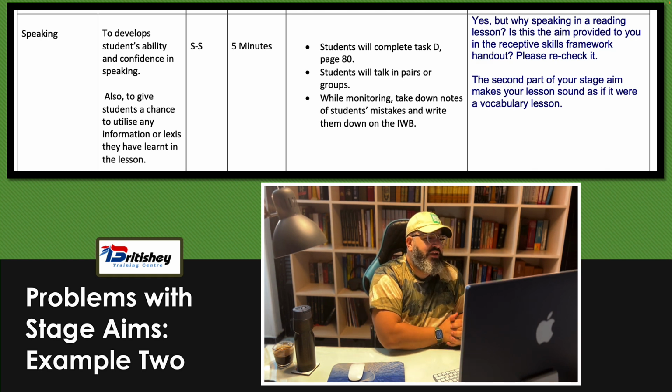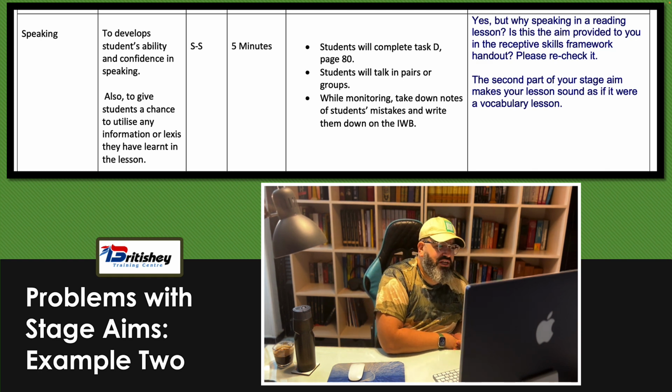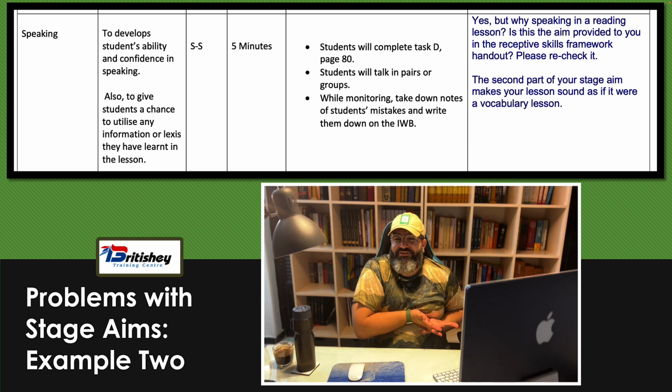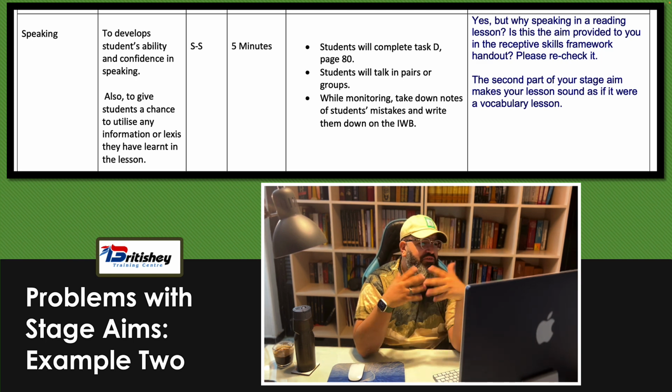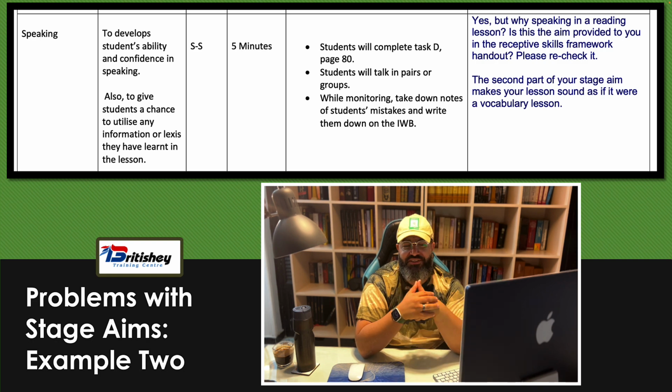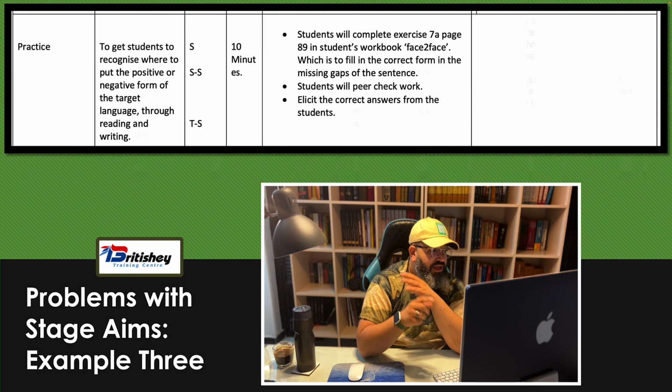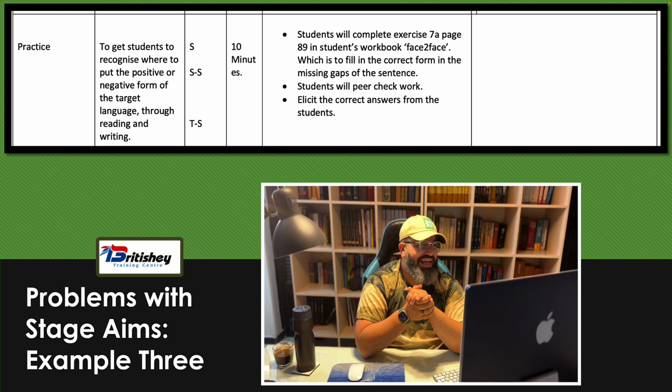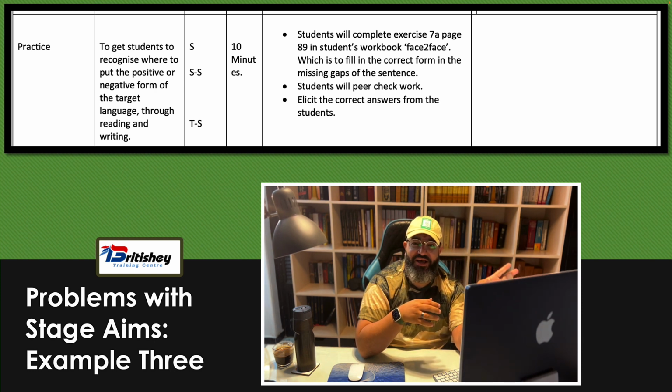Why do you say here to give the students a chance to utilize any information or lexis they have learned in the lesson? What is that? No, it's not a vocabulary lesson to write this here. Okay, lovely. Another one. And again, let's focus on the first two columns.